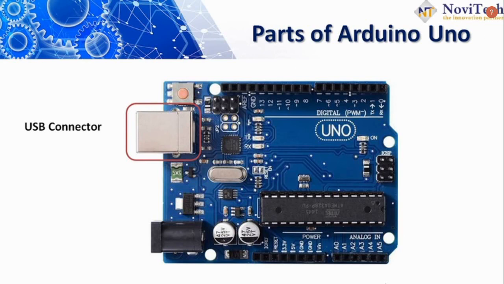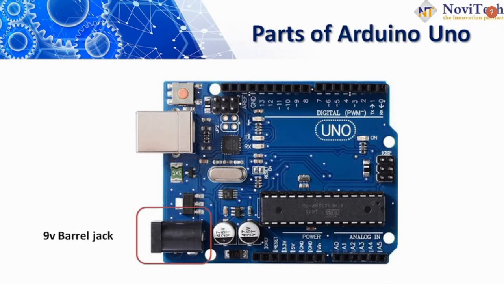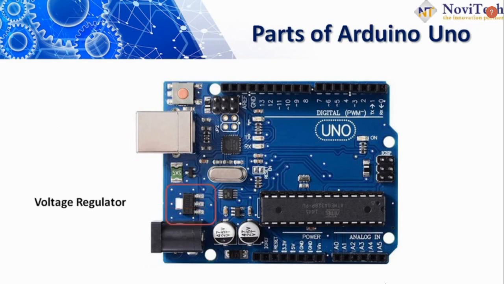The first one is the USB connector. It helps to connect Arduino to the PC. The next, we are moving into the power jack or barrel jack. It connects power supply to the Arduino. Next, it is a voltage regulator. It regulates the voltage from 9 volt to 5 volt. Crystal oscillator. It generates frequency. The next is reset pin or reset switch. It helps to reset the program completely.